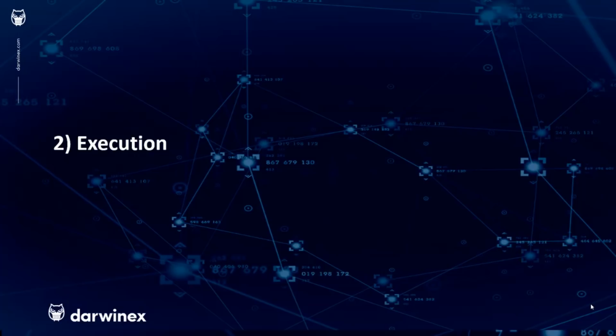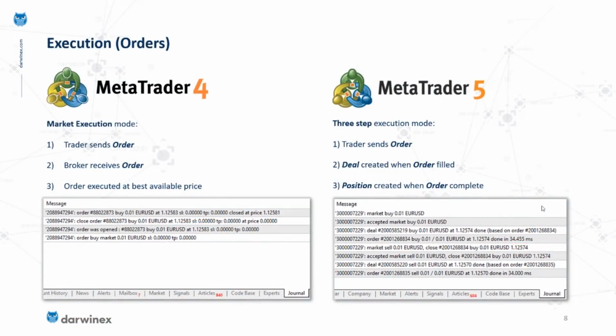And hence execution, which is significantly different in MetaTrader 5. It's important that we understand how that works in order to then deal with it in code, as we will later. Now, MetaTrader 4 and 5 have different execution mannerisms. So we have market execution in MetaTrader 4, whereby you have the trader sending an order to, let's say, buy the euro dollar at a certain price. The broker receives that order and attempts to execute that order at the best available price. And then once that execution happens, you have the order sitting in your terminal as executed, and you're now in the market.